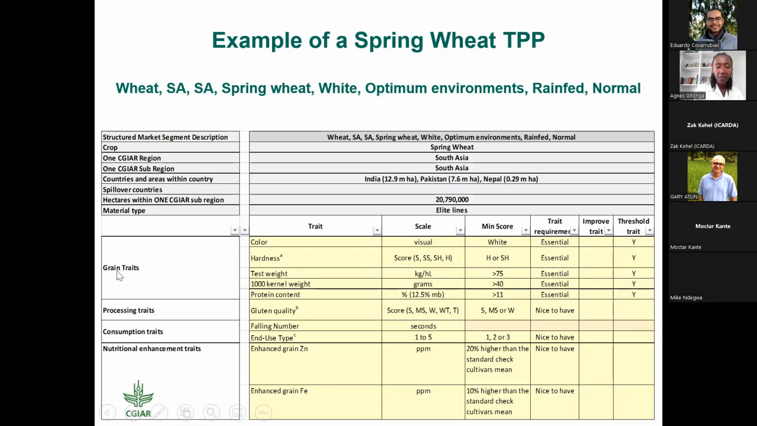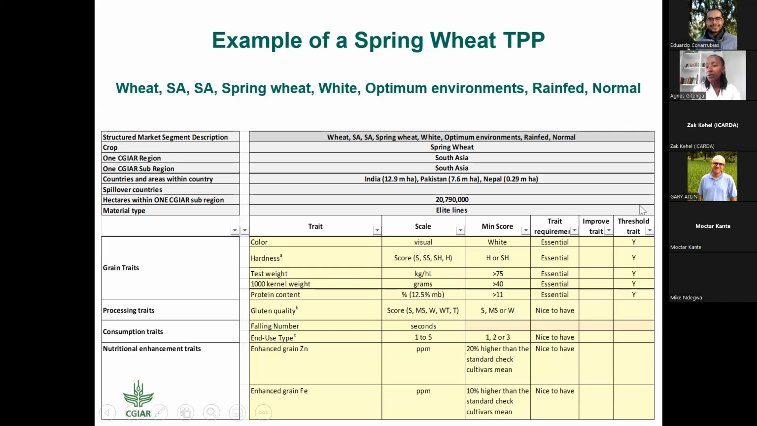We have the groupings of the traits, be it grain, processing, consumption, or nutrition, and we list the traits. Then we have to have the scale, because without the scale, we do not know what we are working towards. And we also have the minimum score, and this acts as a guide for the breeder to know what the minimum score is, what the expectation is.